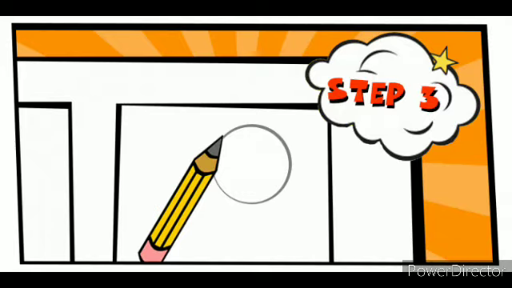Also, sketch in the speech bubbles and any starburst for sound effects. Oh, and don't forget, please use a pencil at this stage so you can erase any mistakes as you are a beginner. So, step 3, use basic shapes to draw.